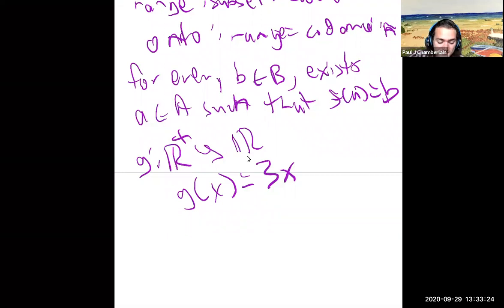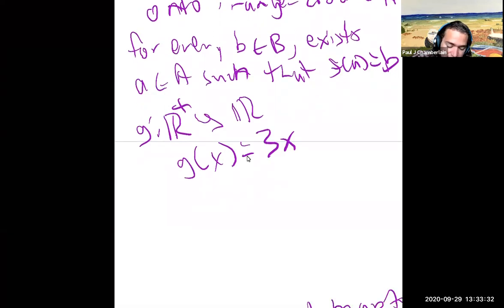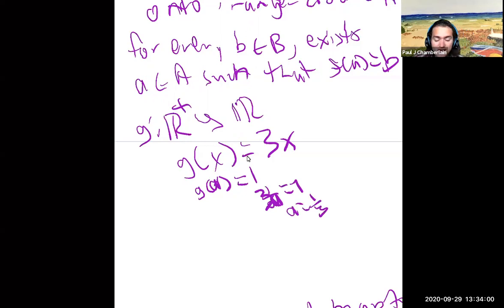You might think at first glance this would be onto, but to develop some intuition, you could plug in a few numbers. Let's take some number in the reals, maybe 1, and say, how do I get to 1? g of some a equals 1. Well, 3a equals 1, so then a equals 1/3. So I can map to 1 here.